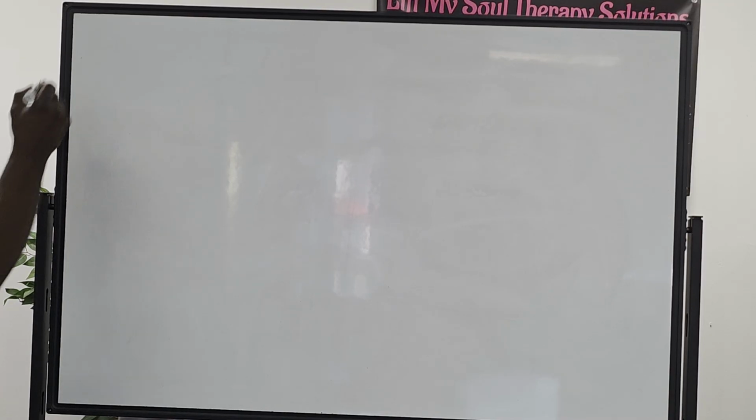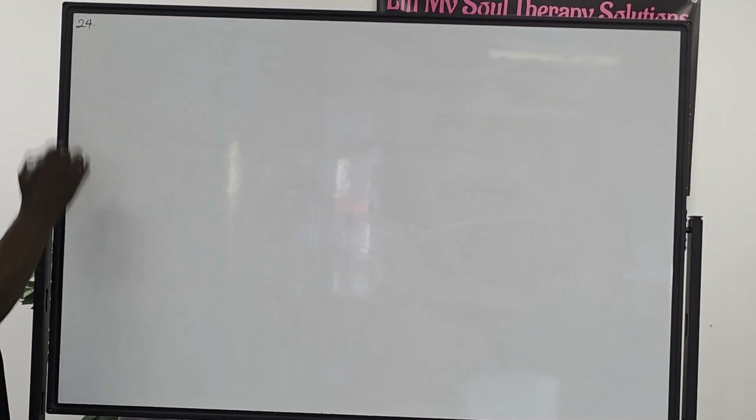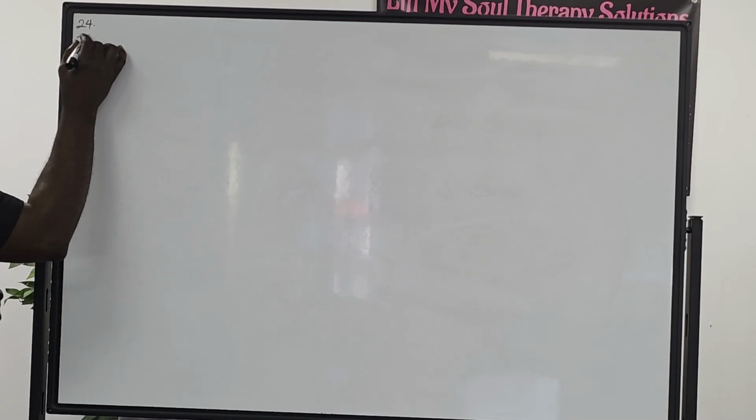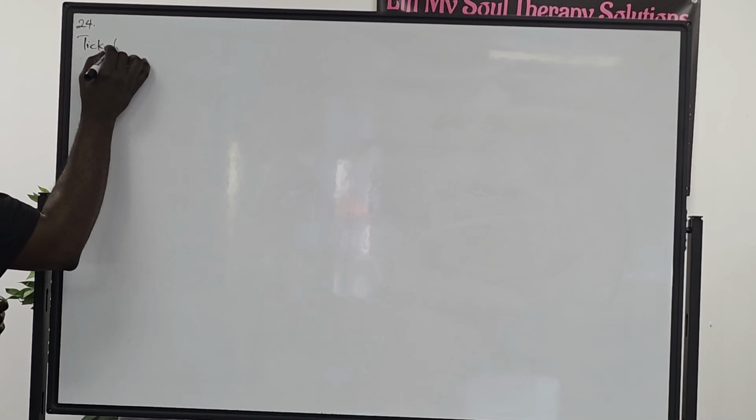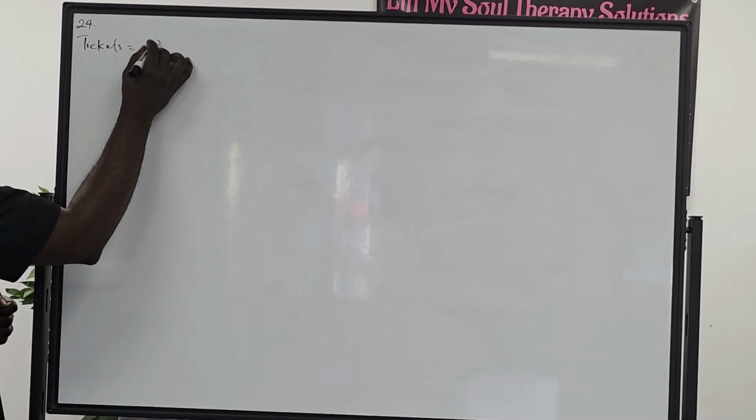Question 24 says, a theater manager decides what prices to charge for adult and child tickets for an upcoming show. Based on previous data, the manager expects that a total of 400 tickets will be sold.